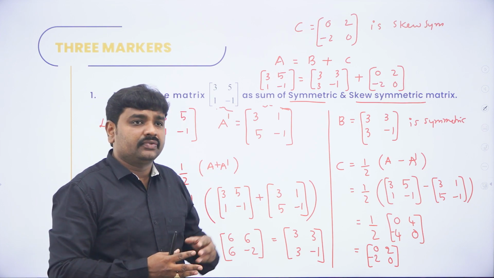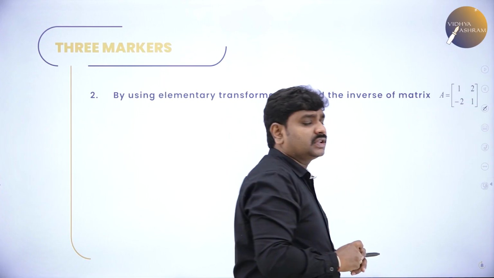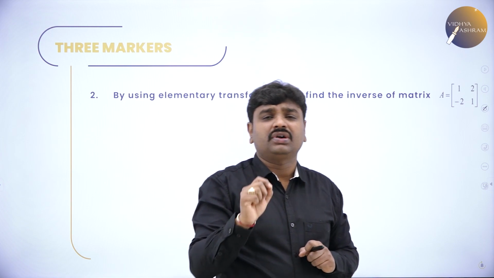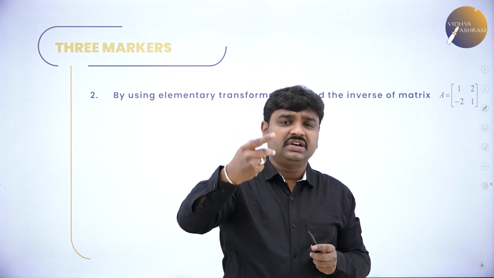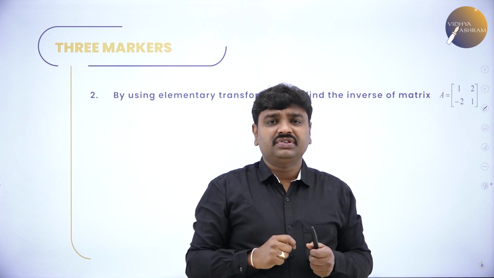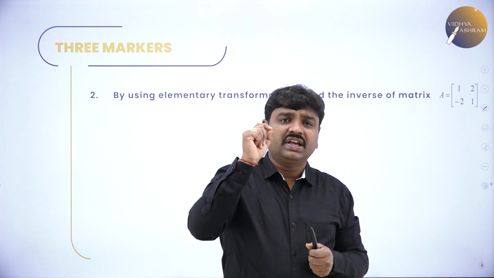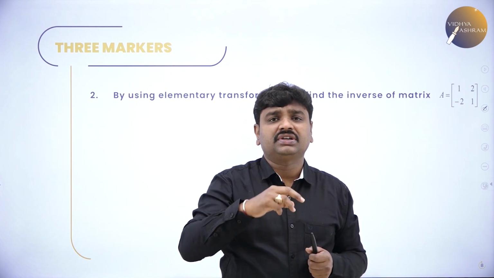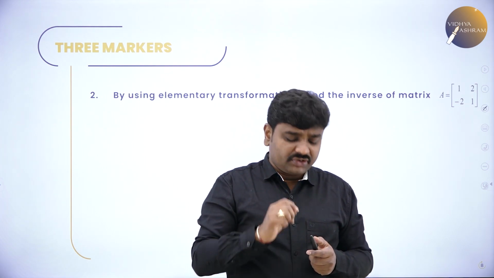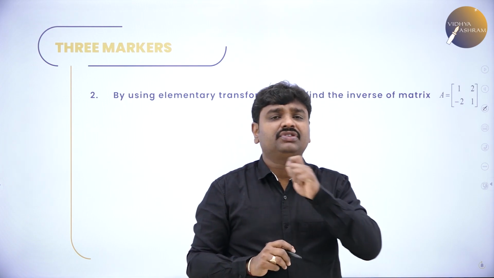So now we will go ahead with the next problem. That is, using elementary operations they want you to find the inverse. Actually finding inverse becomes easier when we learn determinants. But here they want you to become thorough with the elementary transformations or elementary operations, row operation, column operation, like that. Firstly, what is meant by inverse you should know.